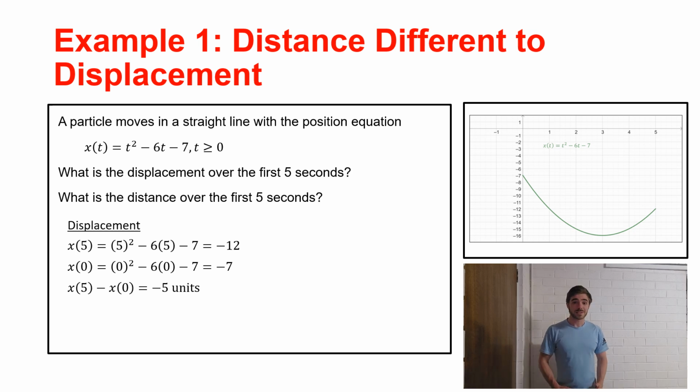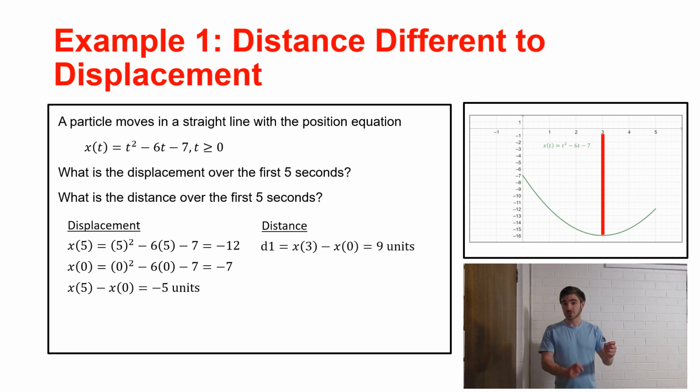Nice and simple. If we instead want distance, then we have to consider turning points in the graph. A turning point on the graph indicates that your particle has changed direction. And so to account for this, we're going to count distance in 2 stages. First, we're going to find the distance between the start and the turning point.